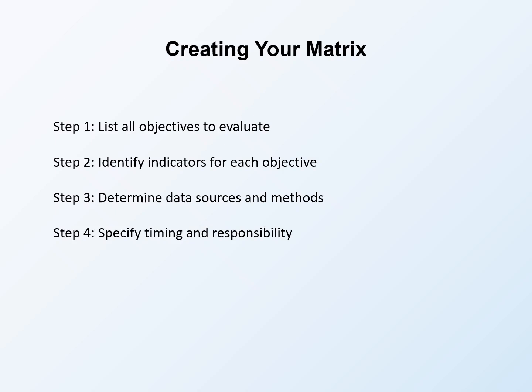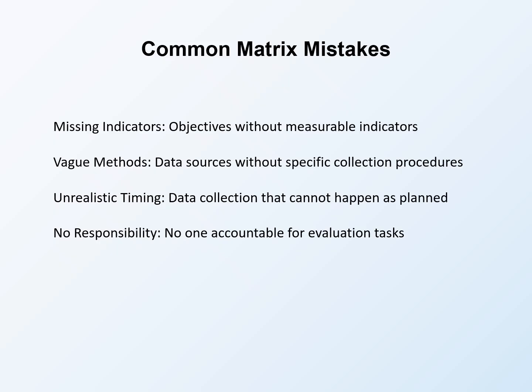Common matrix mistakes reveal gaps in evaluation planning. Missing indicators mean objectives without measurable indicators. If you cannot specify an indicator, you cannot evaluate the objective. Every objective needs measurement. Vague methods describe data sources without specific collection procedures. Saying surveys is not a method. What survey? Administered how? To whom?